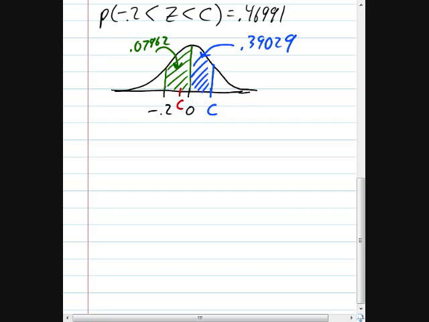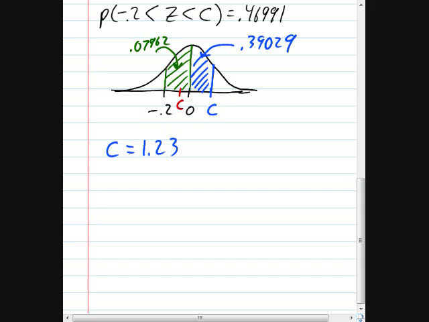So now we have a question identical to a z-score question. We know the area between 0 and the number we're looking for is 0.39029. So using the exact same technique we used previously to solve for our z-score, we can find the value of c. And if you do this, you'll find the value of c is approximately 1.23.